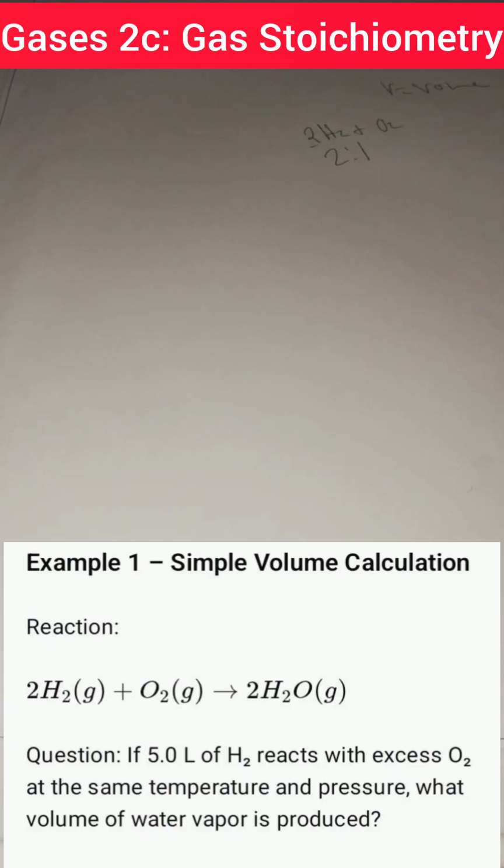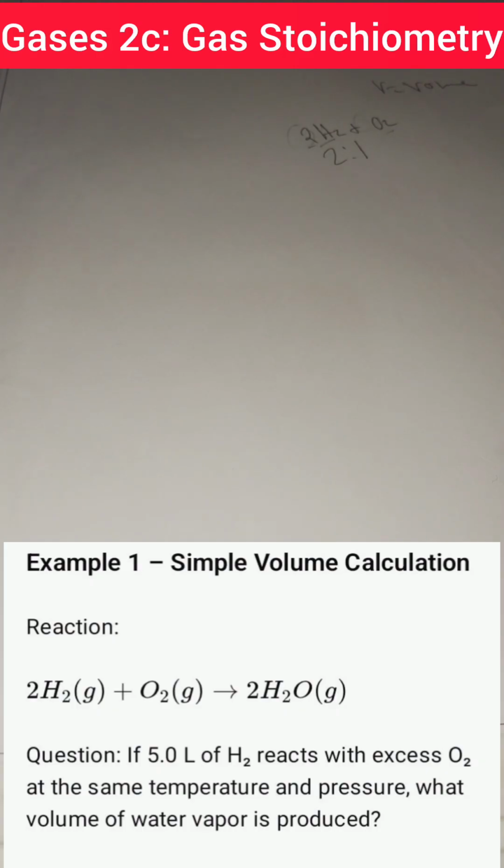So in gas stoichiometry, we use the moles. For example, we have the moles of hydrogen and the moles of oxygen, and the mole ratios. What are the mole ratios? These are the coefficients. We can understand this through an example. This example tells us: if 5 liters of hydrogen react with excess oxygen at the same temperature and pressure, what volume of water vapor is produced? You can see the question on your screen.